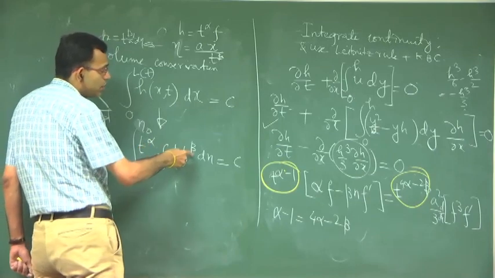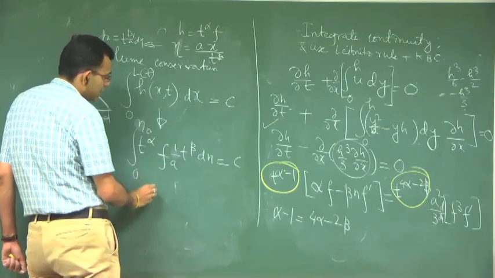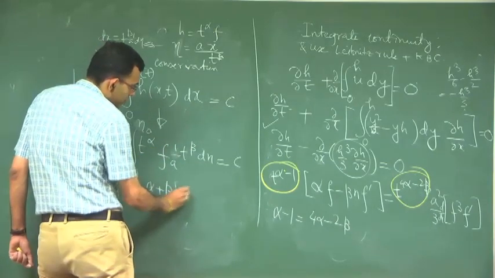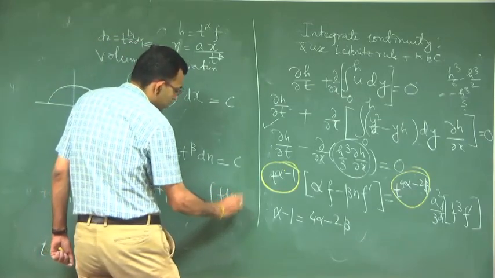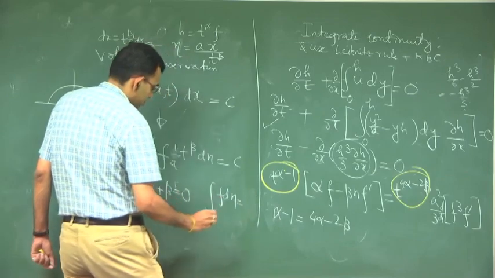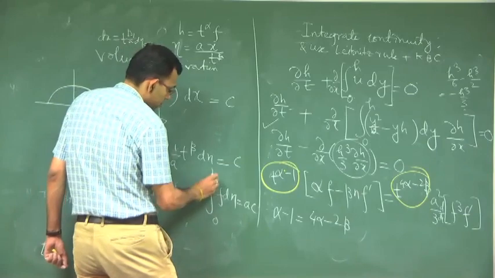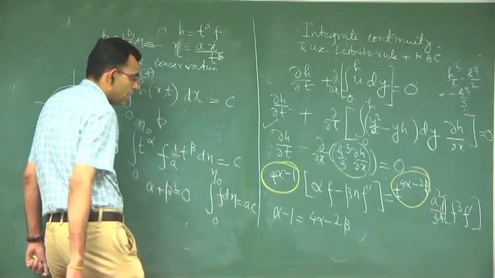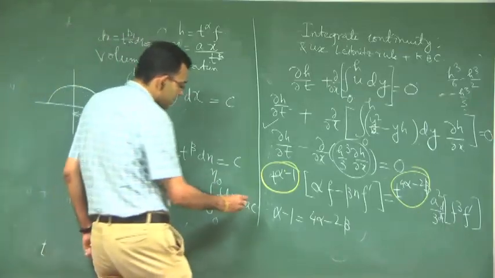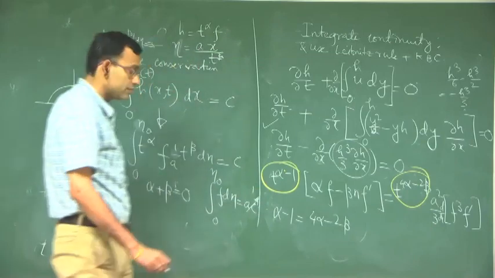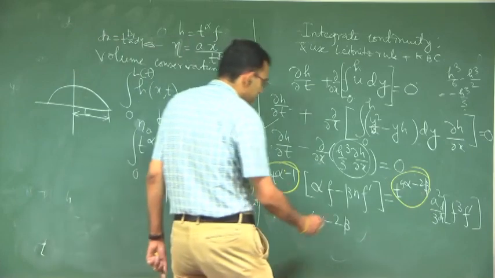Now, this has to be also independent of t, right, volume has to be independent of t, that means alpha plus beta equal to 0, and as a consequence integral f d eta is equal to A into C. Because these are scaled similarity variables, you can normalize and choose C equal to 1. So, alpha plus beta equal to 0 means beta is minus alpha.